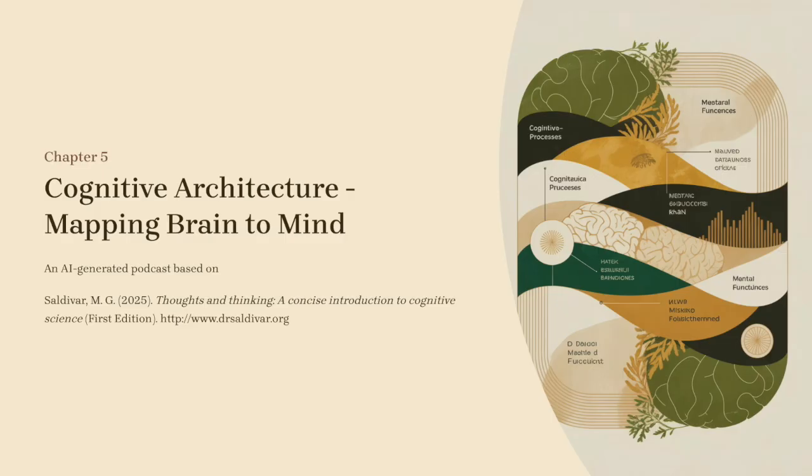And the defining feature of these Fodorian modules wasn't just that they were specialized. It was a much more technical and, I think, interesting concept: informational encapsulation. Okay, that sounds complicated. It does, but it's not so bad. Let's break it down. Think of it this way. These modules are like locked boxes. They work automatically, they're super fast, but they're sealed off. They operate totally independently of your broader knowledge or your beliefs.